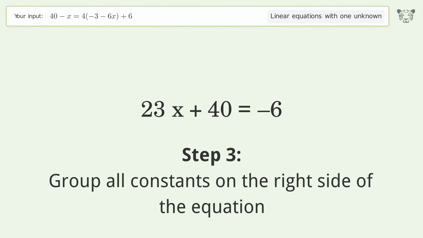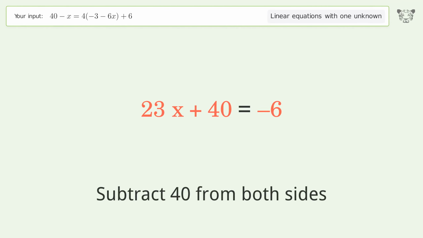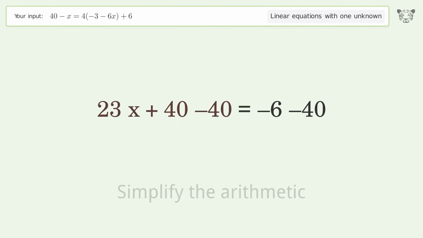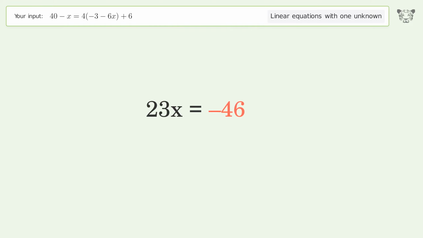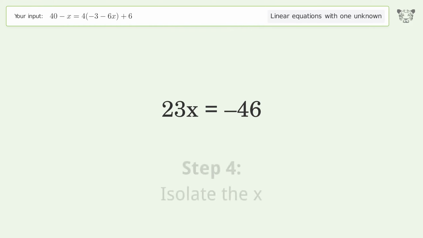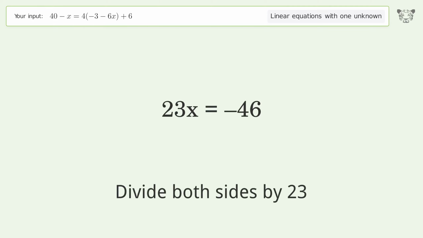Group all constants on the right side of the equation. Subtract 40 from both sides. Simplify the arithmetic. Isolate the x. Divide both sides by 23.